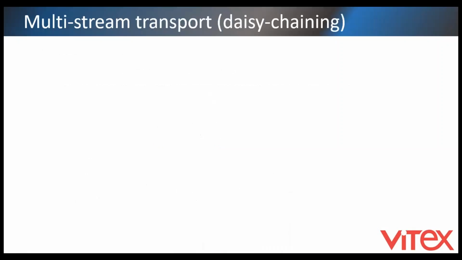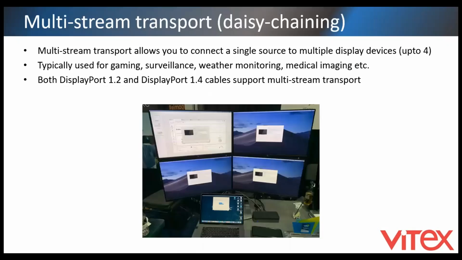The next important parameter is multi-stream transport, which is also known as daisy chaining. Multi-stream transport allows you to connect a single source to multiple display devices. As per the VESA standard, the number of devices is limited to 4. And this kind of daisy chaining is typically used for gaming, surveillance, weather monitoring, and medical imaging. Both DisplayPort 1.2 and DisplayPort 1.4 cables can support multi-stream transport as standardized by VESA.